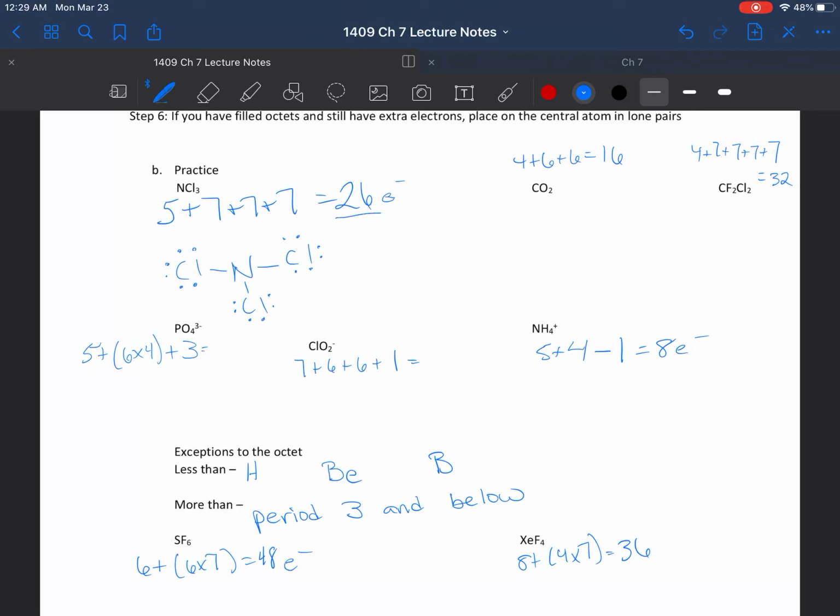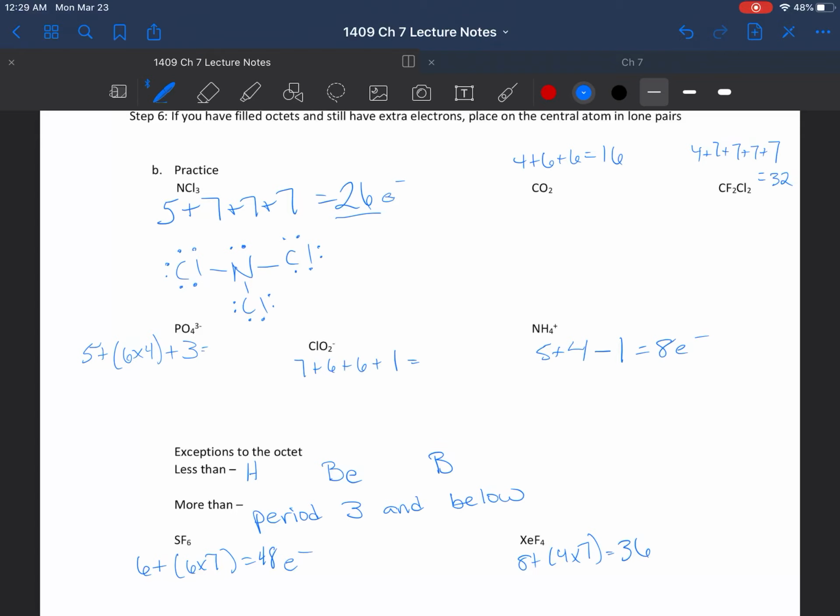I have 26 total. The nitrogen only has 6 around it. So this one wraps up really nicely with that final pair on the nitrogen. Now, everybody has a full octet. Every atom has access to 8 electrons. We have used all 26 of our electrons. This is a good Lewis structure.